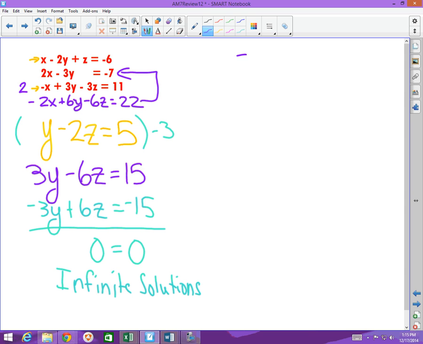And when you get infinite solutions, you've got to figure out where the ordered pairs are at. So the first thing you do is say that z equals a. Remember, you can let any of them equal a, but it's always nice to do z because that's the way it's going to be in the answer.